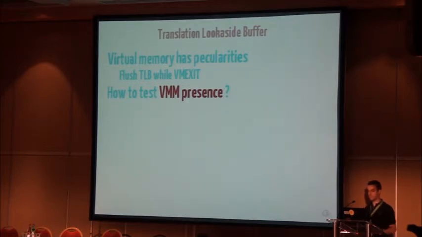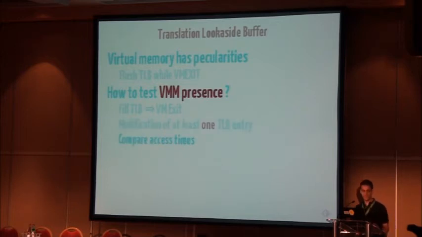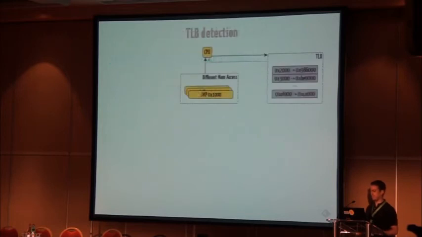VMM is the hypervisor. First, we will fill the TLB. Then we will generate a VM exit. A VM exit is when you go outside your virtualized environment. We'll modify one of the TLB entries and compare access time. Okay, let's give some schemas if you're lost. So you will do different memory accesses: jump 1000, jump 2000, jump 3000, until you fill your TLB.